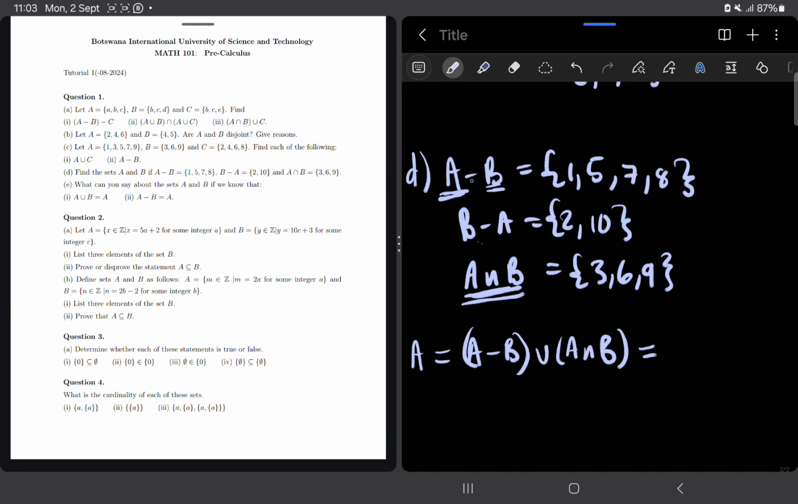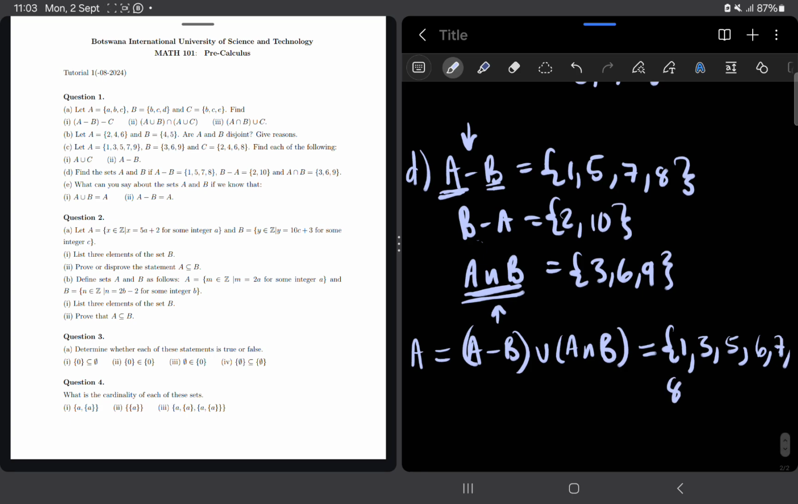We start with 1. We are combining the first one and the last one. Is 1 in either one of them? Yes. We go to 2. 2 is not in any of them. We go to 3. Yes, 3 is in A intersection B, so we take it. 4 is not in any of them. 5, yes, 5 is in A minus B, so we take it. 6, yes, 6 is in A intersection B, we take it. 7, yes, 7 is in A minus B, which means it's in A but not in B. 8, yes, 8 is in A minus B. 9, yes, 9 is in A intersection B.